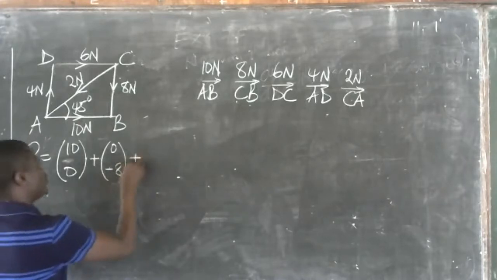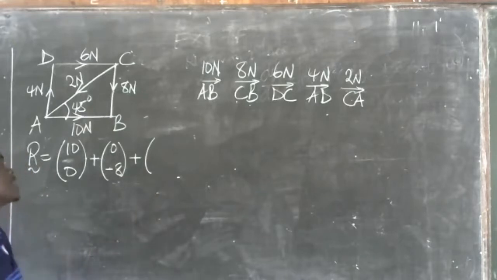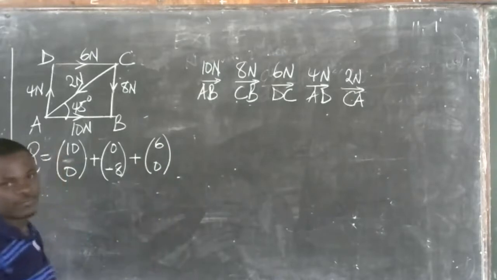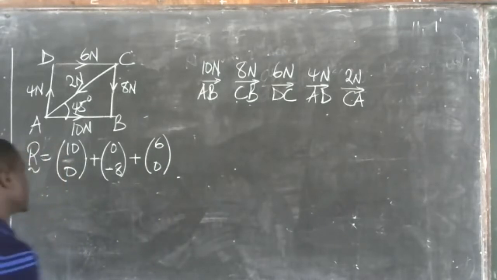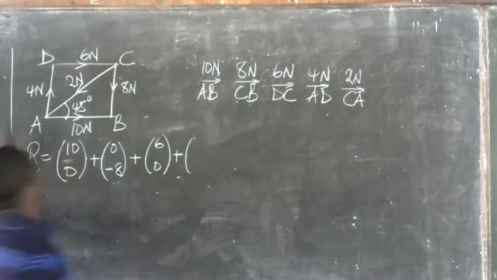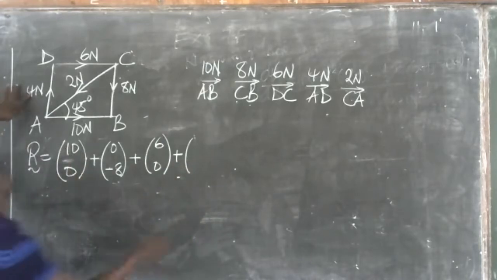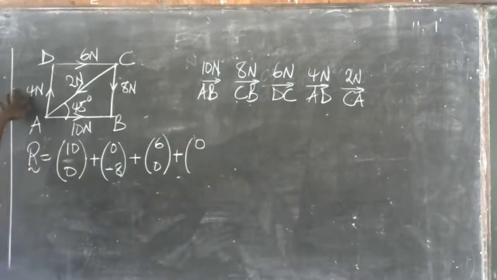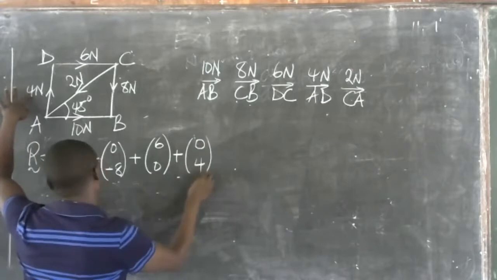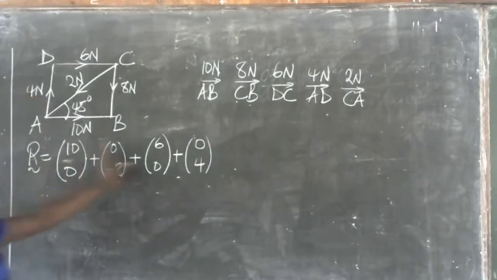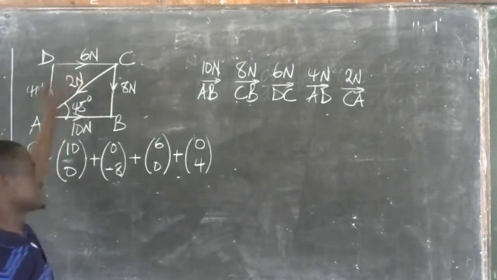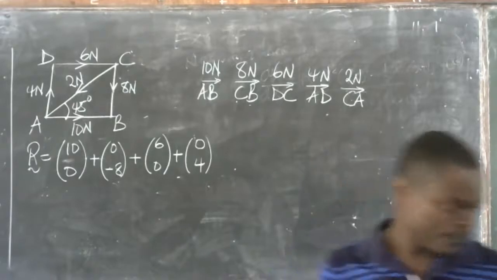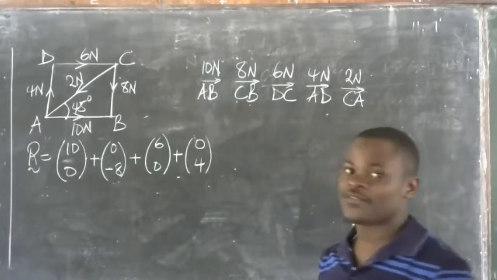And then we move to the 6 newton force. X is positive 6 and y is 0, because the force is fully acting horizontally. And then plus the 4 newton force. X is 0 and y is positive 4. So we have resolved all the forces acting along the sides and are left with the diagonal force only. We are going to resolve.